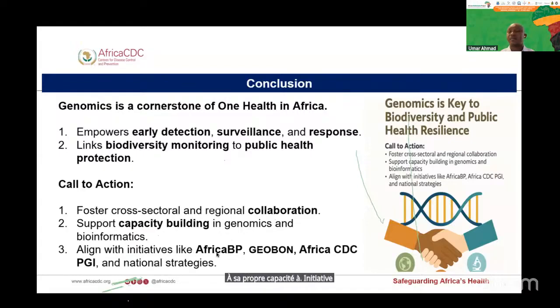initiatives like the Africa BioGenomes Project, Genome Africa, Africa CDC, PGI, and national strategies, because most of the African countries nowadays are being encouraged to develop their national genomic surveillance strategies. We have about 10 countries now that have so far developed their national genomic surveillance strategies, and that really aligns with the One Health approach that Africa CDC is aiming at.